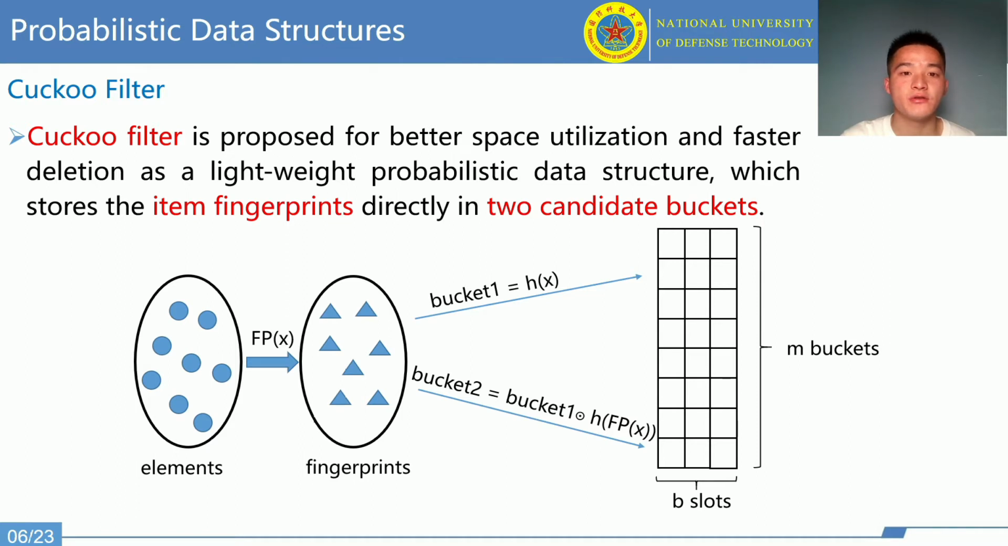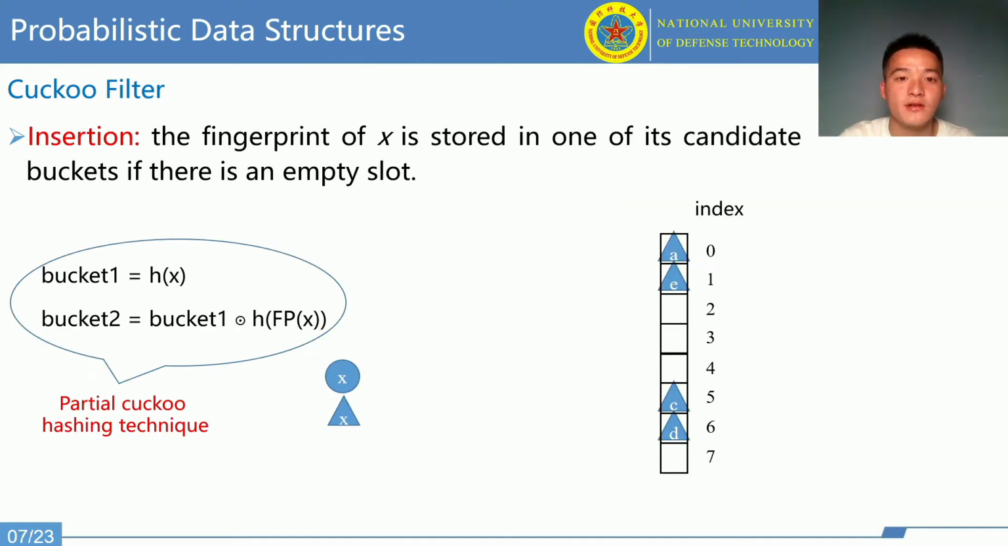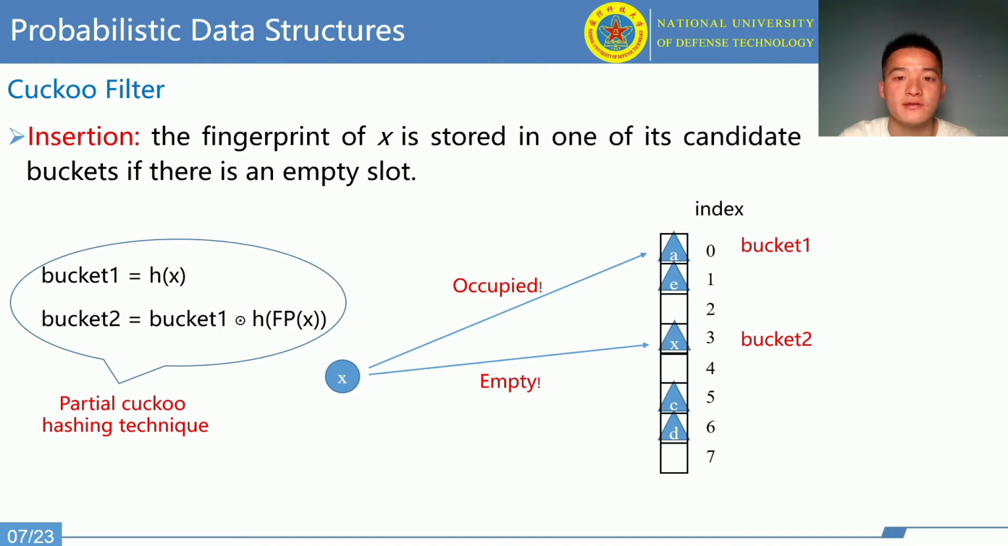As the picture shows, a Cuckoo filter is a table of M buckets, each of which contains B slots, and it stores the item fingerprints directly in 2 candidate buckets. To insert the fingerprint of X, Cuckoo filter provides 2 candidate buckets, which is bucket 1 and bucket 2, through the partial Cuckoo hashing technique. Thereafter, the fingerprint of X is stored in bucket 1 or bucket 2 if there is an empty slot.